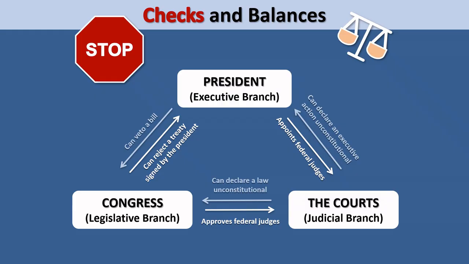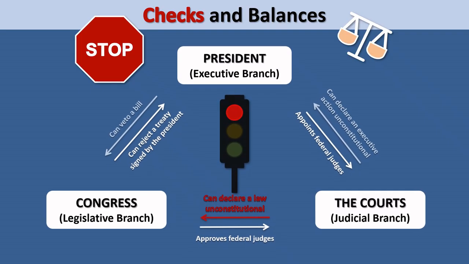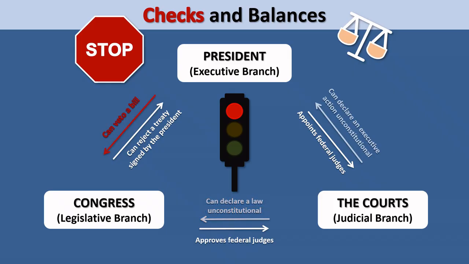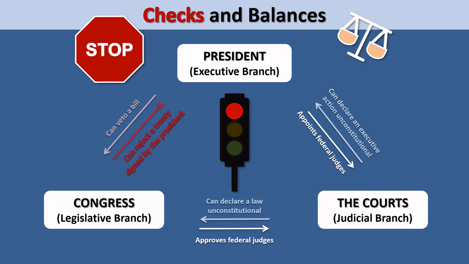We've already mentioned how the Supreme Court can check Congress by declaring a law unconstitutional. The executive branch also has ways it can check Congress, and Congress has ways it can check the other two branches. For example, when Congress makes a proposal for a new law, the president can check Congress by vetoing, or saying no to, the proposal. When the president makes a treaty with the government of another country, Congress can check the president by rejecting the treaty.